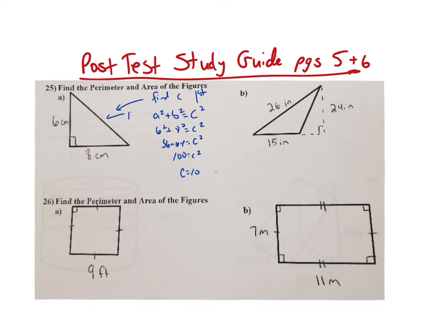All right, I need to know that. So now that I know that c is 10, I can find the perimeter. I'll try to do perimeter in purple. So my perimeter of 25A is going to be 6 plus 8 plus 10. So P is going to be equal to 24 centimeters.